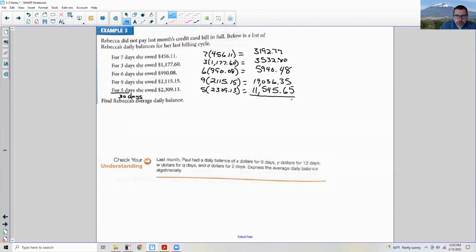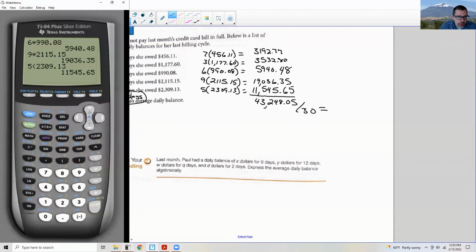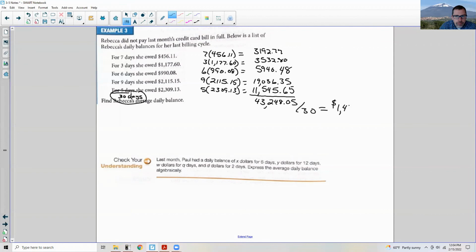Okay, and in adding all those up, just to save time, I'll just do it here. It's 43,248.05. Okay, and then we take that amount and divide by the number of days. So we're going to divide this by 30, and that is going to give us, let's just do it, 43,248.05 divided by 30. That comes out to be 1,441.60. Okay, so that was her average daily balance. So then they would take that and multiply by the interest rate for that month.